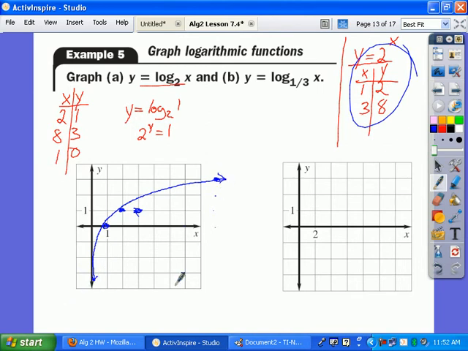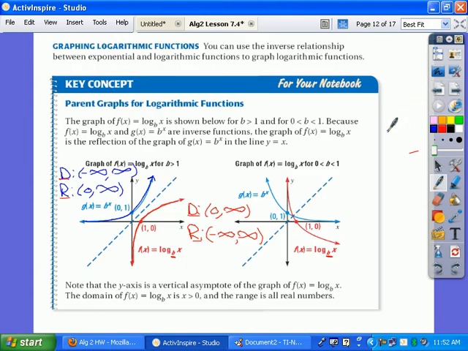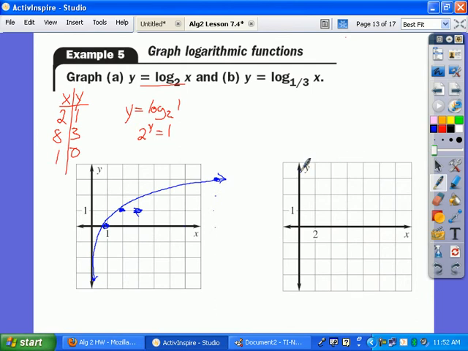Likewise, if we were going to graph log base 1/3 of x, we can make an xy table to do that. I also know that it's going to look pretty much like this one. It's going to come down. It should go through the point 1, 0. It's going to be asymptotic along the y-axis. So here's 1, 0, and the graph will look roughly like that. If you want to be more specific, you start picking some xy values and make that happen.